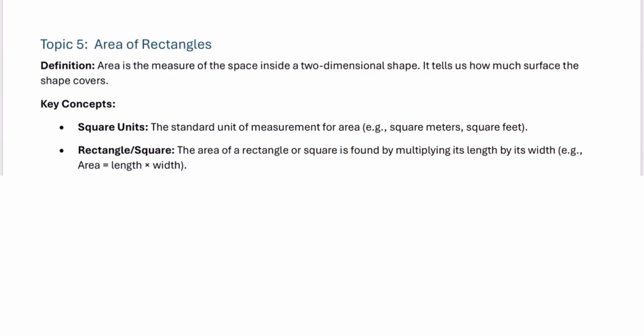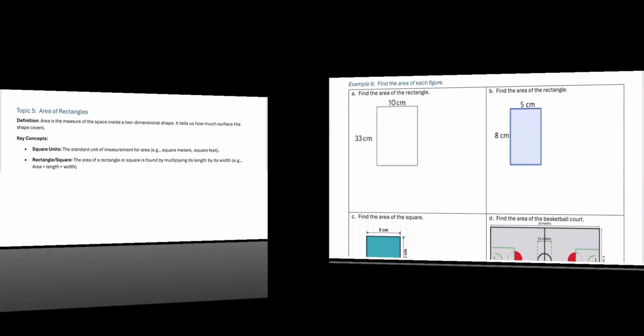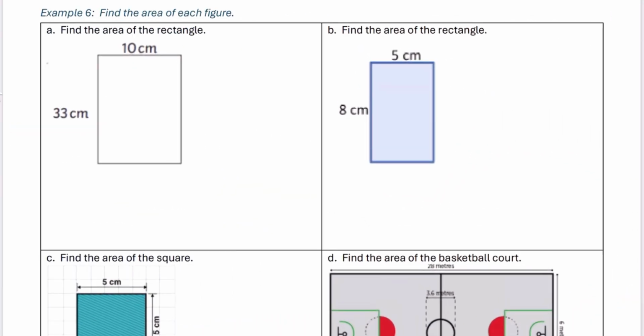For a rectangle or a square, the area is found by multiplying its length by its width. In other words, area is equal to length times width. Let's look at each of these shapes and find their area. Keep in mind we want to include the units.